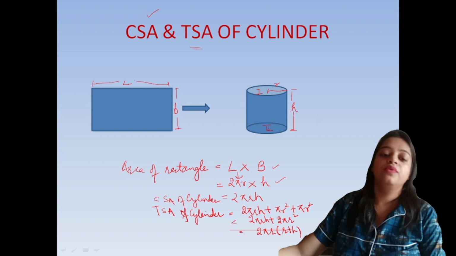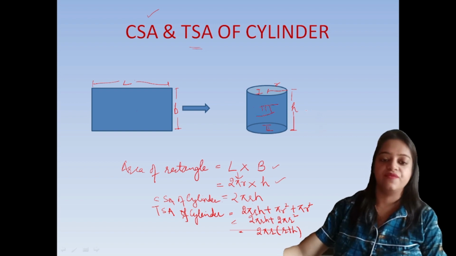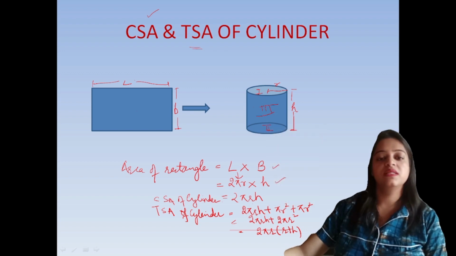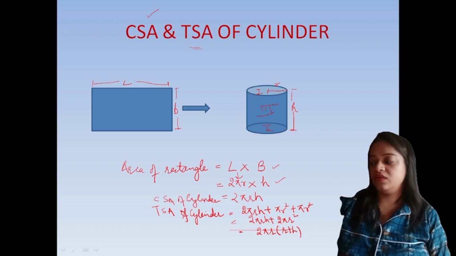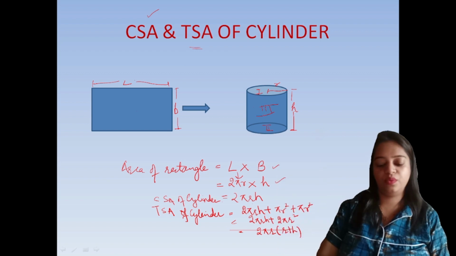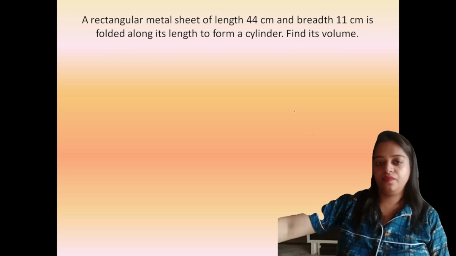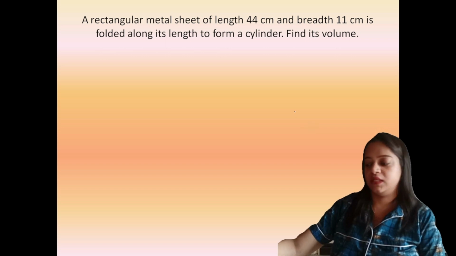Okay? One more thing you can observe from here, that a cylinder has 3 surfaces. First circular part, second also circular part, and third one is curved part of the cylinder. So cylinder has 3 surfaces. Based on this, let's see now one more question. Question is, a rectangular metal sheet of length 44 cm and breadth 11 cm is folded along its length to form a cylinder, and question is to find the volume of cylinder, right?